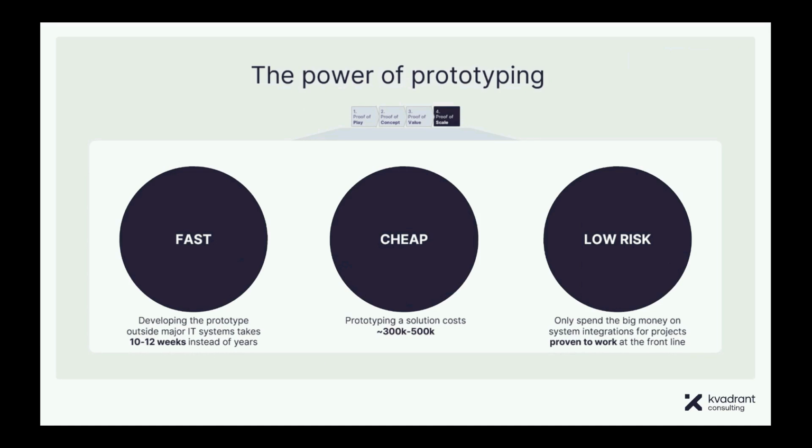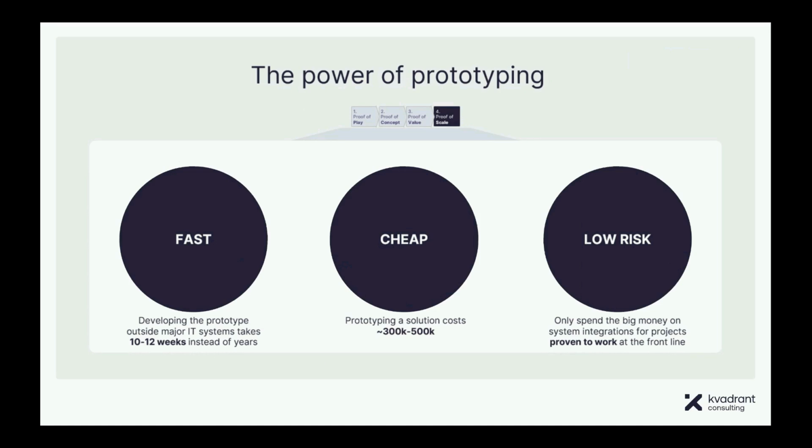Second is that it's cheap. A prototype like this is probably 300,000 to 500,000 for a fully working one that's been tested at the front line, where again, if you start making stuff directly in your CRM system, it's going to cost you a lot more and be a lot more expensive.